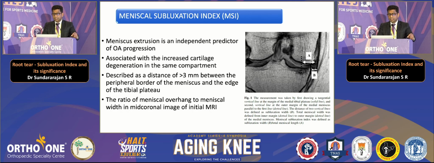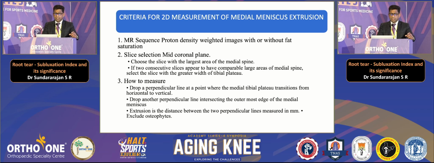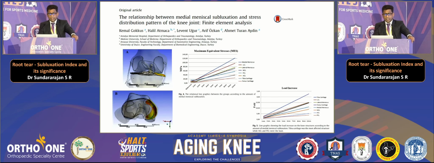The ratio of the meniscus overhang to meniscus width on the mid-coronal MRI shows meniscal subluxation or extrusion. It can be measured with proton density weighted MR sequences, and the mid-coronal plane will give you the measurements. We drop a perpendicular line along the medial tibial plateau, and another line perpendicular to that for the medial meniscus which was extruded. Then you measure the extrusion.